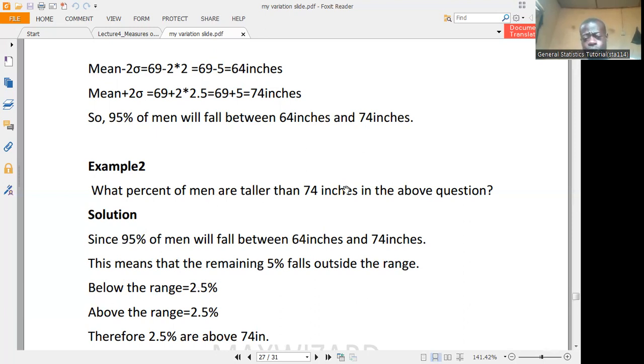And the question is asking those that are above 74. In that case, you can easily say that since above the range there are 2.5%, that means there will be 2.5% above 74 inches. In fact, if the question also asks us what percentage of men are going to lie below 64 inches, the answer will still be 2.5%, because we know below the range there are 2.5% also. I believe you understand that. That's how to apply empirical rules to solve some questions.